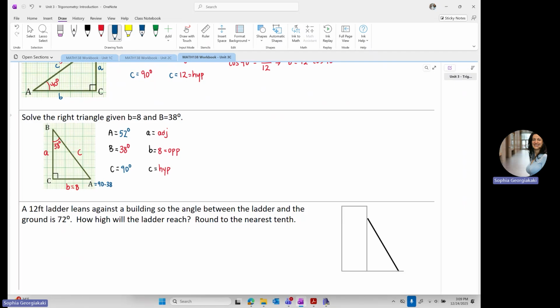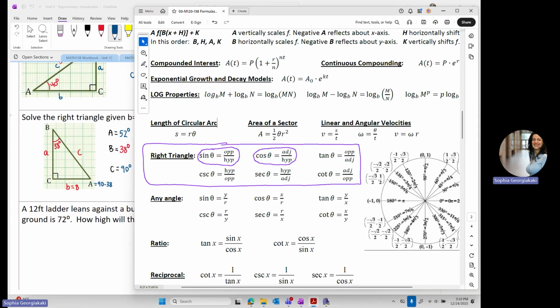And then I'm going to look for formulas in my formula packet that contain the angle theta and the opposite of theta. So the angle theta and the opposite of theta is in the sine. The angle theta and the opposite is in the tangent. From the sine, I can find the hypotenuse, and from the tangent, I can find the adjacent.